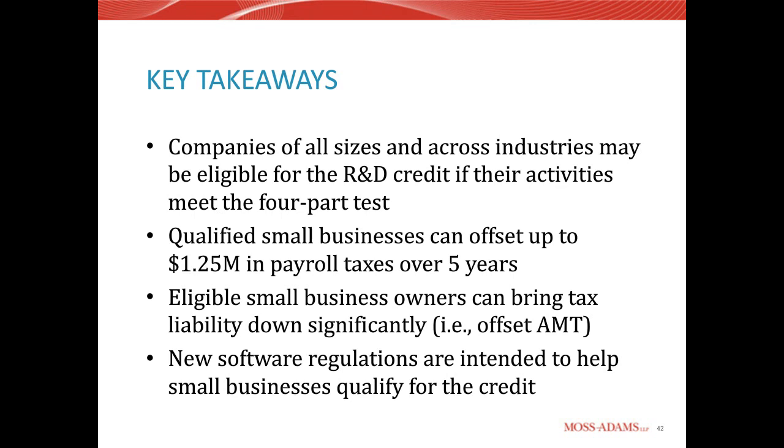Qualified small businesses can now offset up to $1.25 million in payroll taxes over 5 years, and this was really enacted just because companies that are doing the most R&D were not able to benefit from the R&D credit. And so this really allows those taxpayers to do that and is a huge benefit for all startup companies.